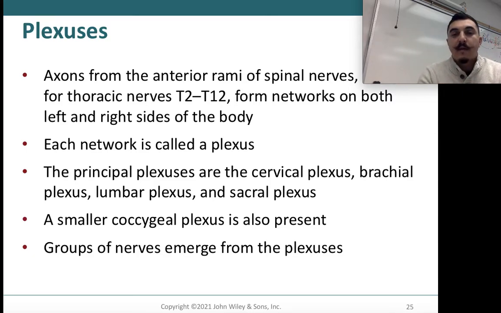The main plexus are the cervical, brachial, lumbar, and sacral, right? Split up along the vertebrae. And then there's a smaller little plexus, the coccygeal. Groups of those nerves emerge from the plexus. So you're already seeing that branching from the rootlets to the roots to the spinal nerve, going into our rami, and then going into our plexus, kind of coming around. So we have those nerves sticking out from those plexus.